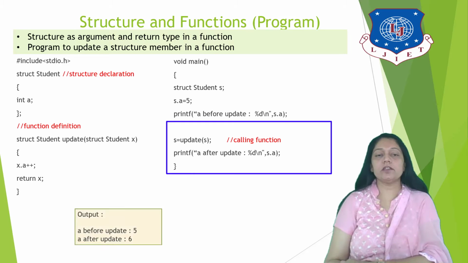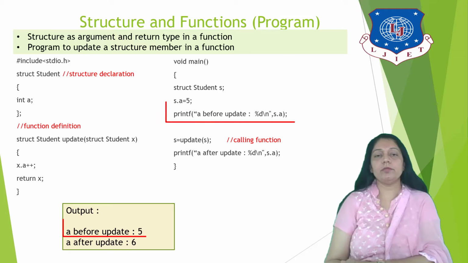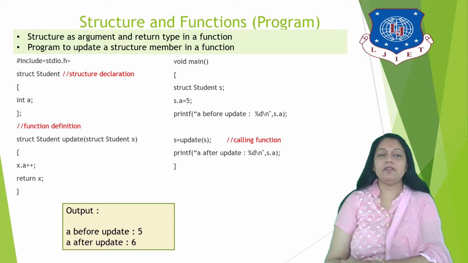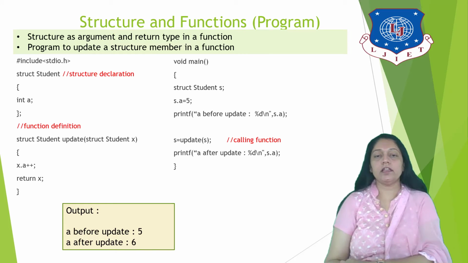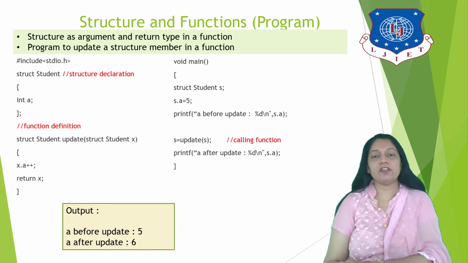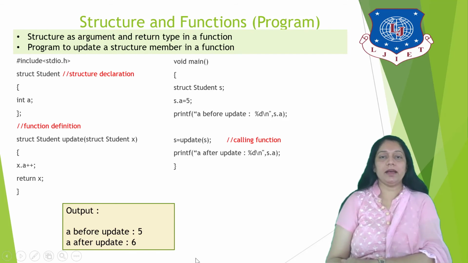So when you execute this particular program, A before update initially will have 5. Then you are calling the update function. So the value is incremented by 1, that is, it becomes 6. And we are returning the structure also. So the new value would be stored in the variable s. After calling, if we display the value of A, we'll get 6. Using structures and functions, you can update the member variables inside a different function. That's all for today. Goodbye. Thank you.